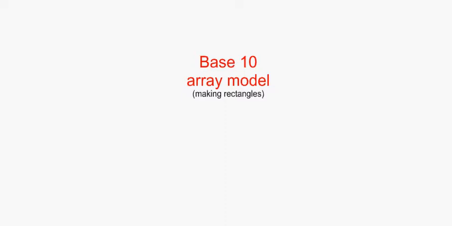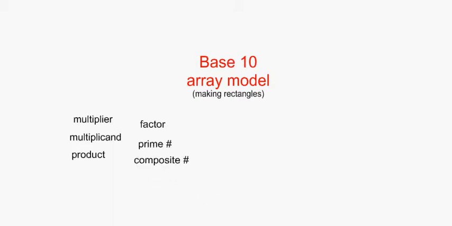We're going to be touching on a lot of different terms today, so I'm just going to put them up here. We're going to be talking about multipliers, multiplicands, products, factors, prime numbers, composite numbers, and multiples. So lots of different terms, and they're all going to be shown using this array, or the area model, or the rectangle model.